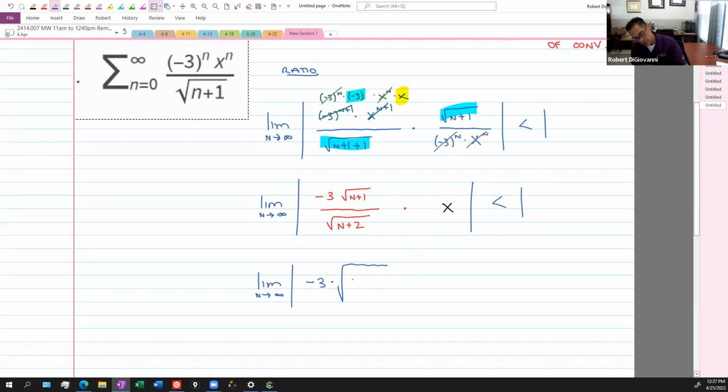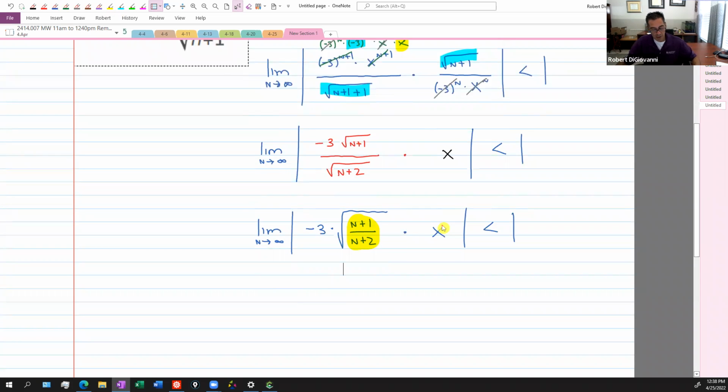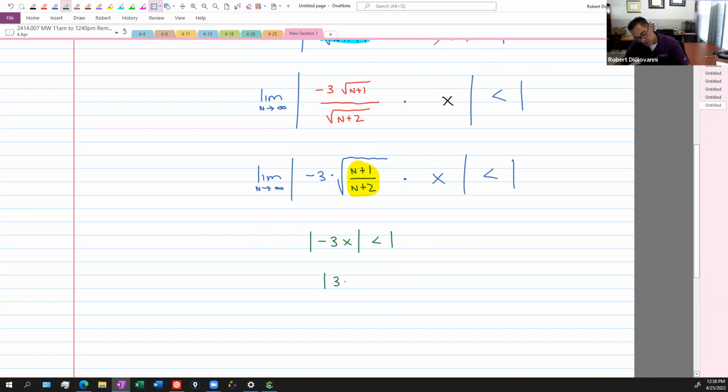This is just a property of roots. It's easier for me to work with it as one root, because I can focus my attention now on what's in here, and that's infinity over infinity, but I can do L'Hopital on that, and I would just get 1, wouldn't I? Okay, so after I take the limit, this would become absolute value of -3x less than 1. And the absolute value on the -3 will get rid of the negative.